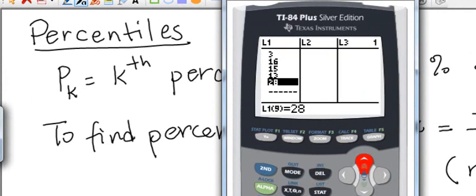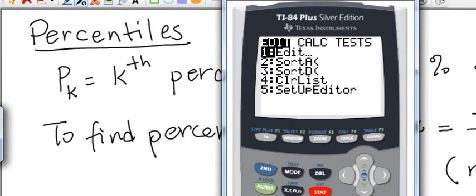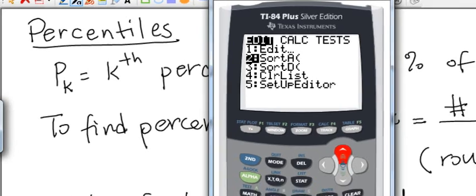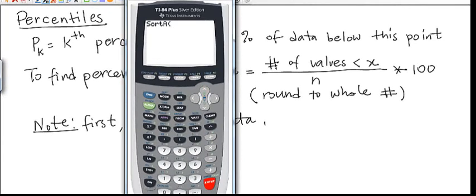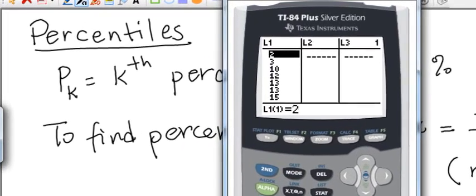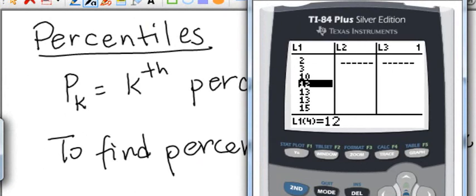If you want to sort this data, you can go to Stat, and then sort A means sort ascending, the numbers are increasing. Sort D means sort descending, the numbers are decreasing. So let us sort ascending, we want the numbers to increase. And I want to sort L1. Your calculator will say done. If you go back to the list, Stat, Edit, you can see that it has sorted the data.